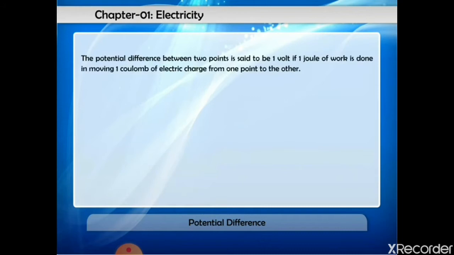The potential difference between 2 points is said to be 1 volt if 1 joule of work is done in moving 1 coulomb of electric charge from one point to the other. Thus, 1 volt is equal to 1 joule upon 1 coulomb, or 1 V equals 1 J upon 1 C, or 1 V equals 1 J C raised to the power minus 1.